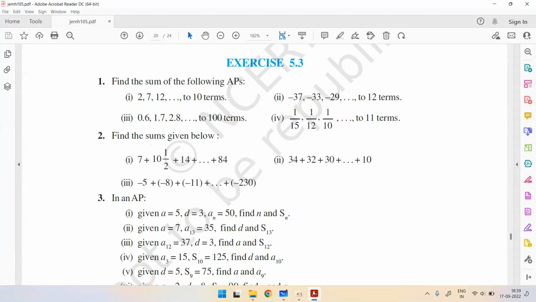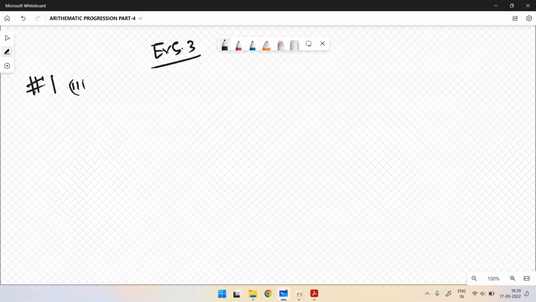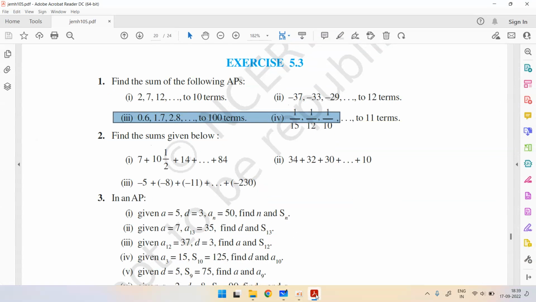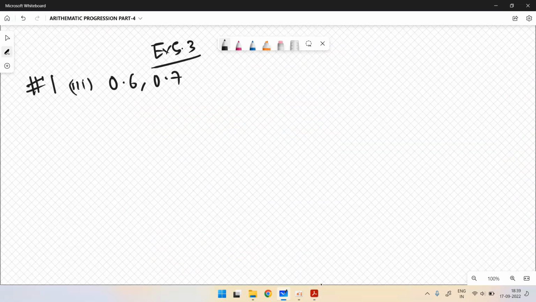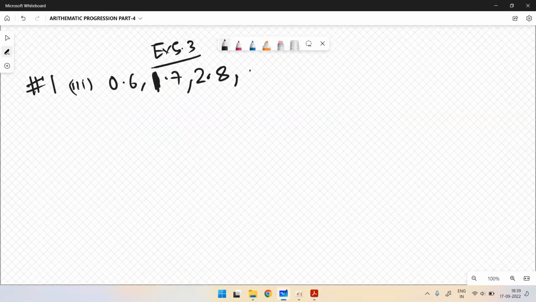Find the sum of the following APs. Since these are all easy, I will be doing the third and fourth. The third part is the series 0.6, 1.7, 2.8, and so on, up to 100 terms. You need to find the sum.